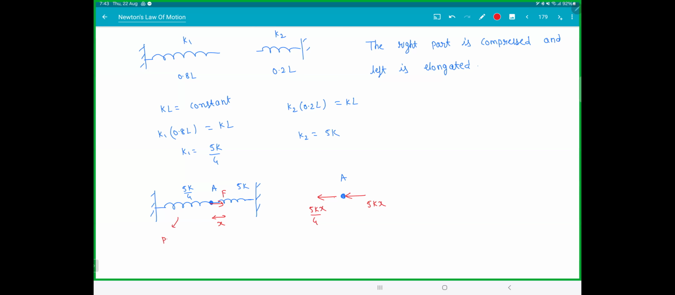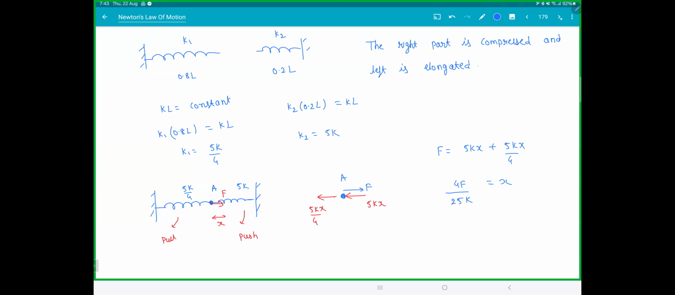This will pull, and this will push because it got compressed. The force applied is F, so this system should be in equilibrium. Therefore, F is equal to 5kx plus 5kx by 4. This gives x as 4F by 25k. That's the distance moved by the point. Check. Right, Ojas, you got that.